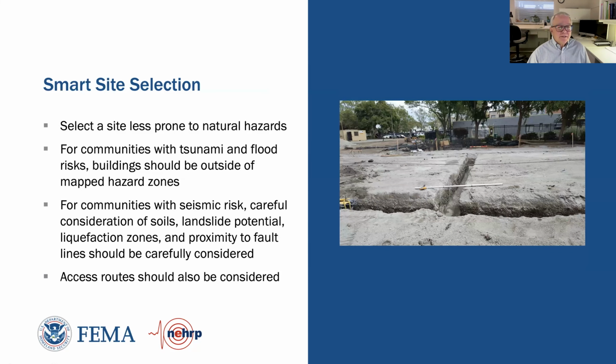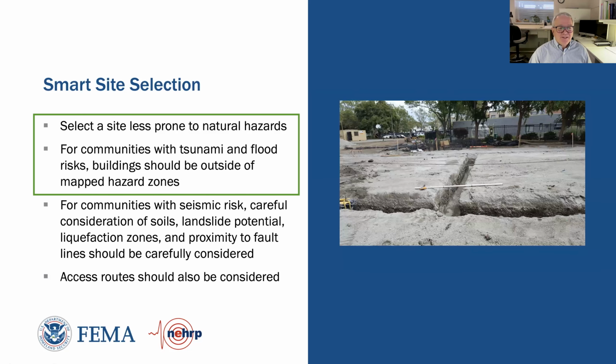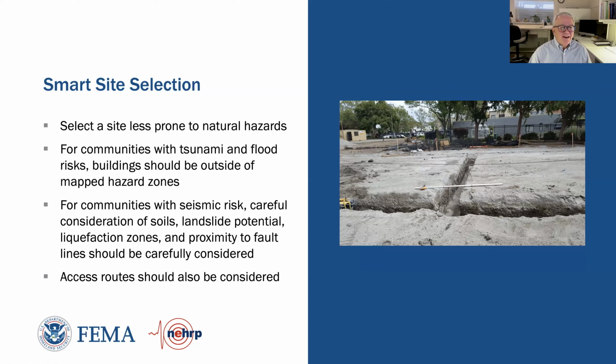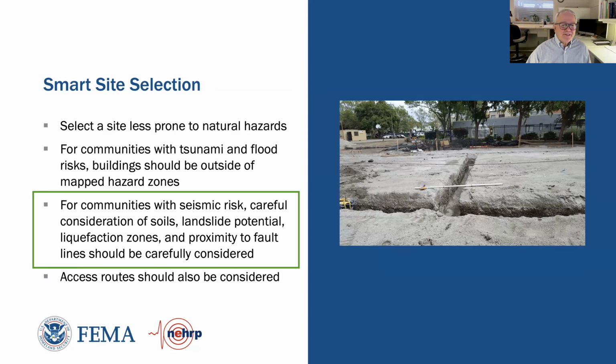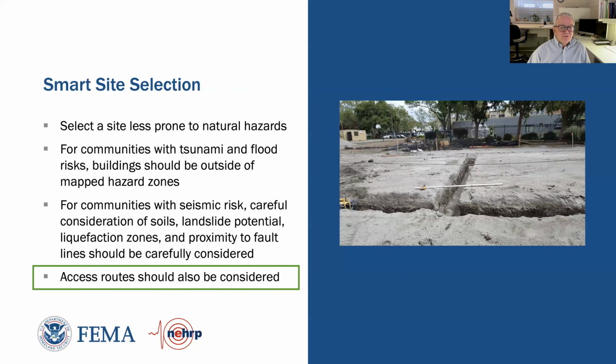So, smart site selection: you want to site buildings out of flood zones or away from tsunamis and flood risks. Communities with seismic risk want to make considerations of the soils that the buildings are sited on, the landslide potential, liquefaction zones, and then also for tsunamis, you want to think about evacuation routes.